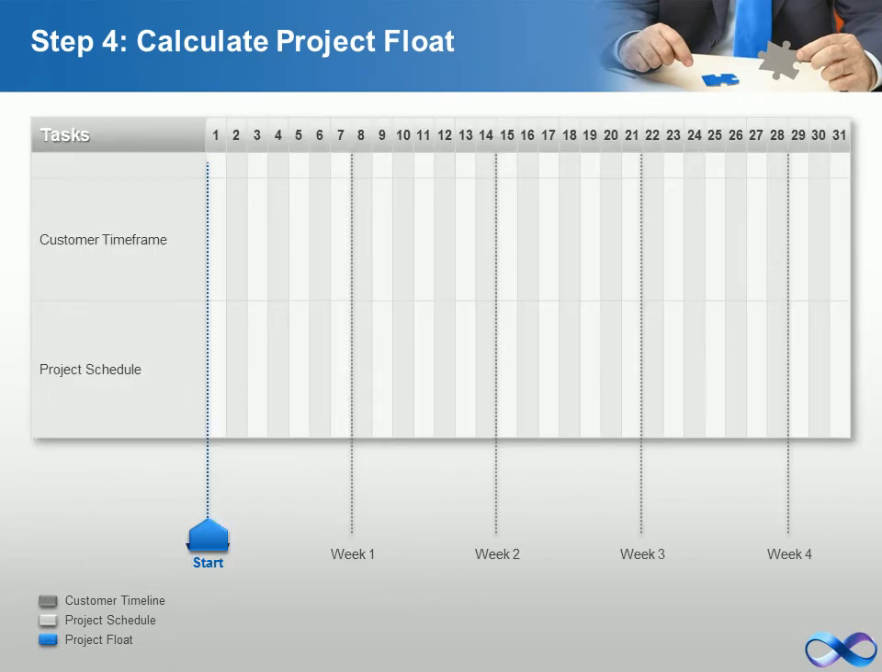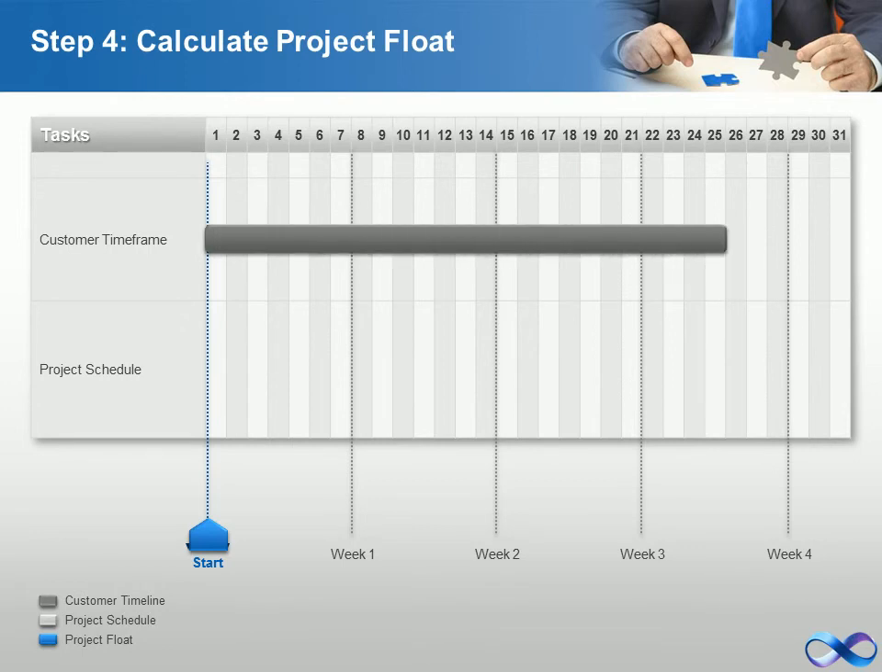Step 4. Calculate project float. The customer wants an end date of 25 days. Hence, project float equals the total amount of time that the project can be delayed without delaying the externally imposed project completion date required by the customer. That is 4 days. Please note, the project float can be negative, that is, the customer wants the project to be completed sooner than planned in the project schedule. The project, then, needs to be crashed or fast-tracked.